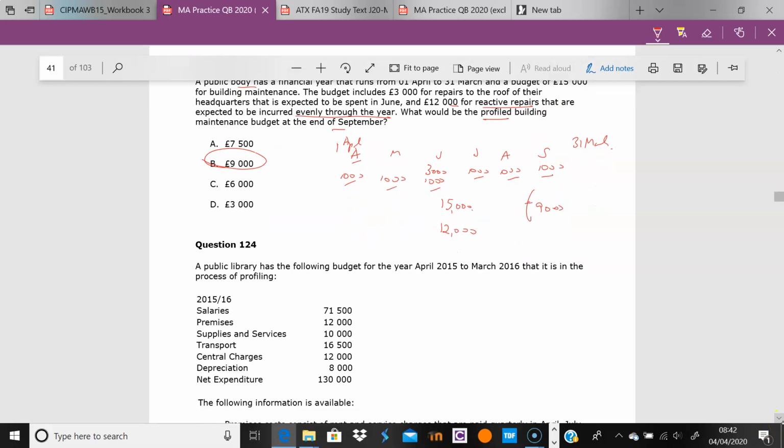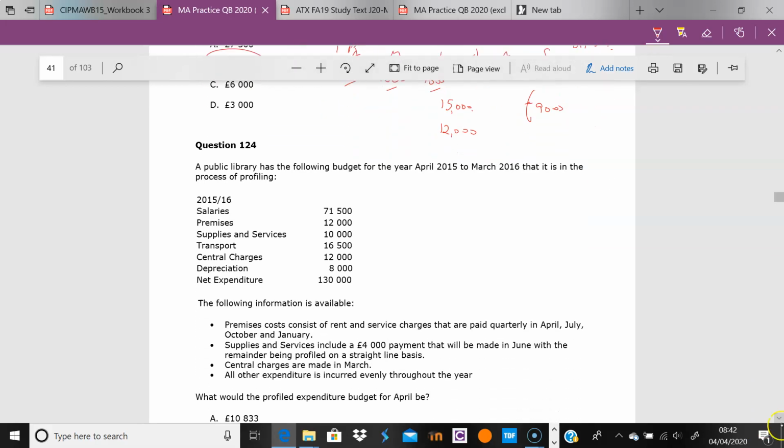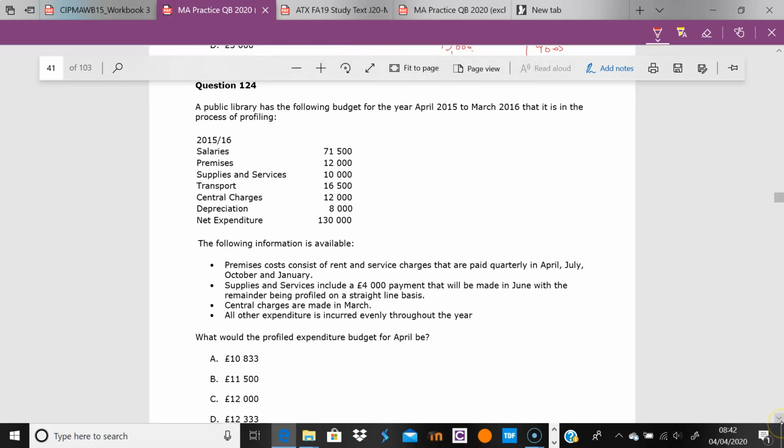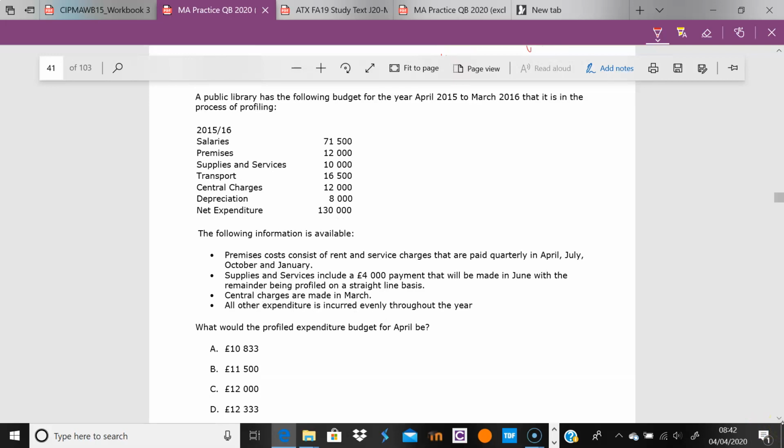Let's look at question 124 again. I'll use this as the last question to talk about this profiling. And I'll show that here. Right. So here we have a public library following budget for the year April. Again, another 12-month period, and this time they give you a range of expenses. So literally, like I say, that's what we're dealing with here.